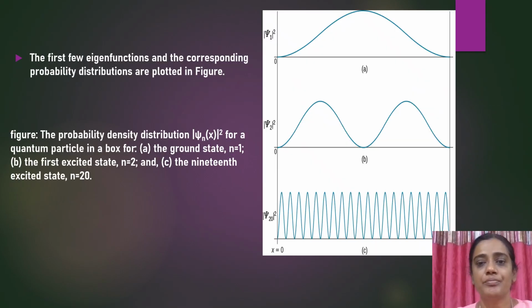In the figure, we have given the probability density distribution, that is, mod psi n of x squared, for the quantum particle in a box in the ground state n equal to 1, for the first excited state n equal to 2, and the 19th excited state where n takes the value of 20. So today we have seen in detail the particle in a one-dimensional box. I hope you understand, students. Thank you very much.